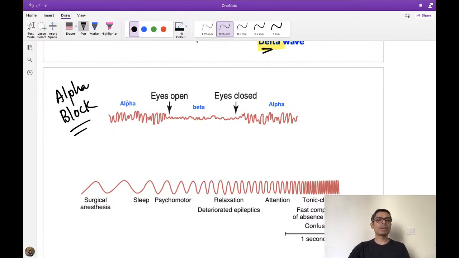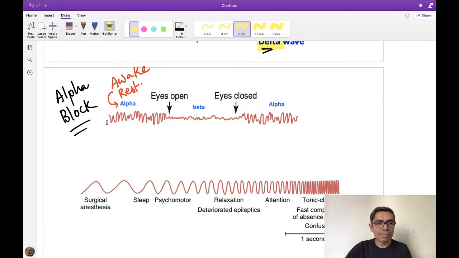So what I told, the student is awake and he is in a resting condition, and the student's mind is in a restful condition. What wave are we going to get? Alpha wave. Look at the alpha wave. The frequency is slower and the amplitude is more. Okay, amplitude is more.